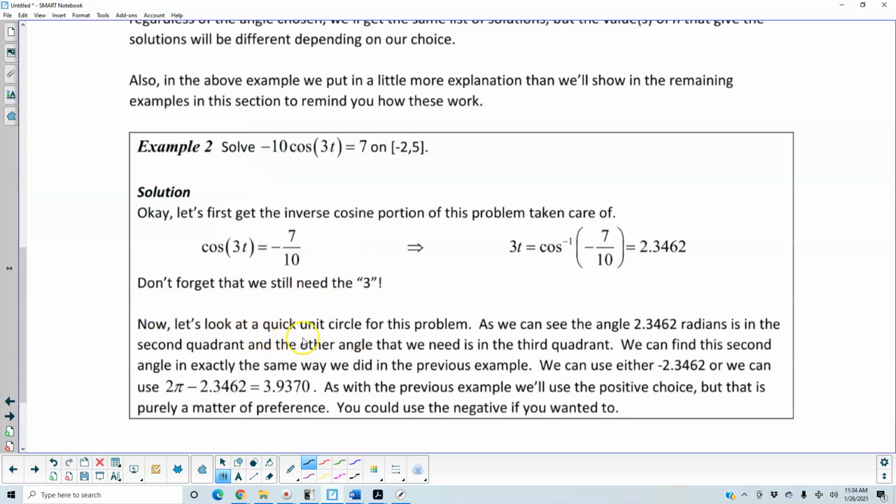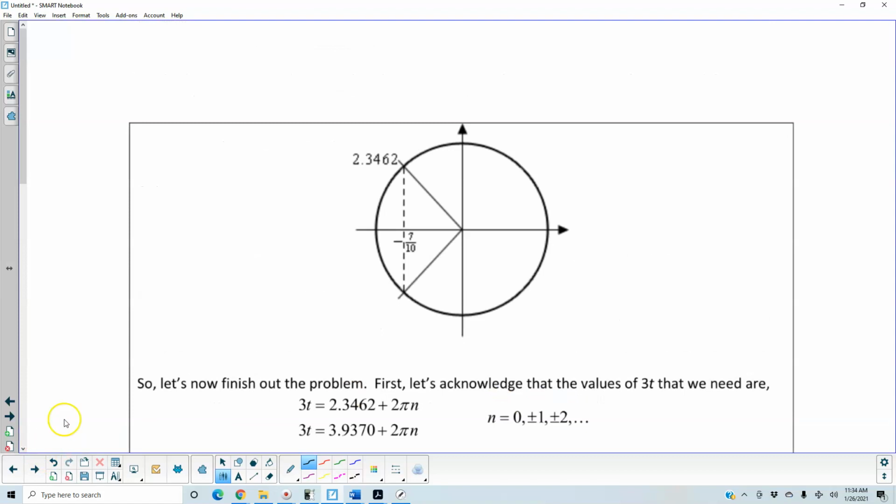Now let's look at a quick unit circle for this problem. As we can see, the angle 2.3462 radians is in the second quadrant, and the other angle that we need is in the third quadrant. We can find this second angle in exactly the same way we did in the previous example. We can use either negative 2.3462, or we can take 2 pi and subtract 2.3462 to get 3.9370. As with the previous example, we'll use the positive choice, but that is purely a matter of preference. You could use a negative if you want to. So here's your angle, and then there is the negative version of it.